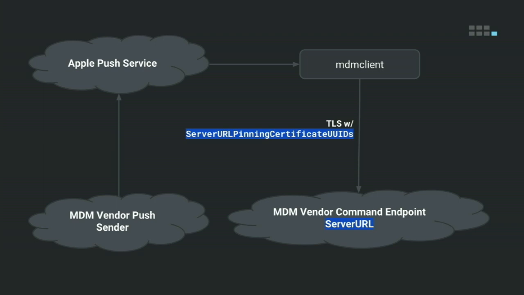So we start bottom left with the MDM vendor who decides to issue a command to a device. It uses APNS to send the push to the device. MDM client receives it, responds to it, but not directly through the push service, by definition. It does that by contacting the command endpoint on the MDM vendor's servers. And again, you can see that it is using TLS, and you are able to pin using the certificate IDs. And so far so good, right?